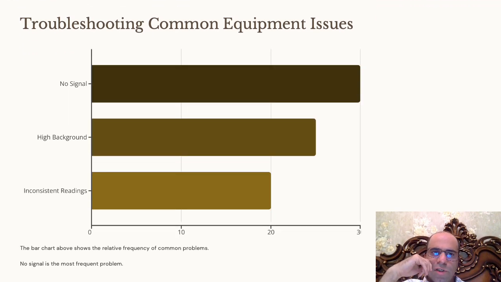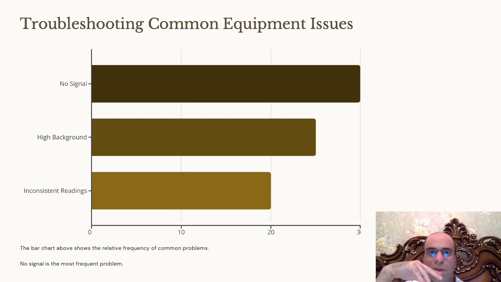Okay, let's see some charts about troubleshooting common equipment issues. The bar chart above shows the relative frequency of common problems encountered in immunoassay equipment. Understanding these issues is essential for maintaining laboratory efficiency. The first one is about no signal, the most common issue. This problem occurs when the detection system fails to register any reaction.